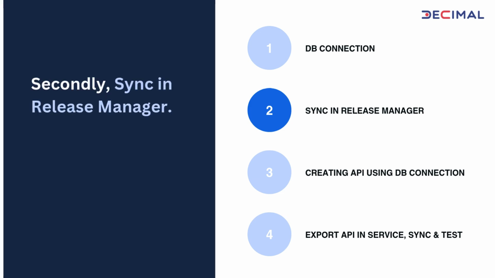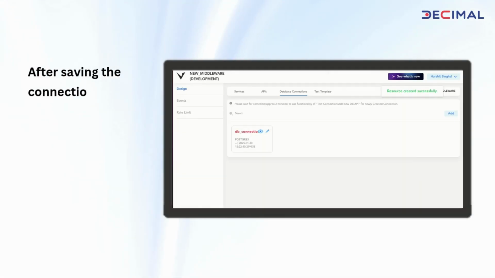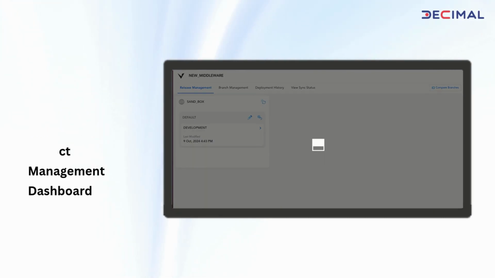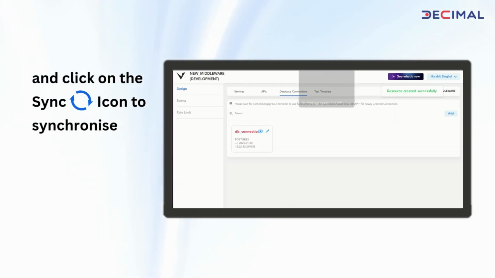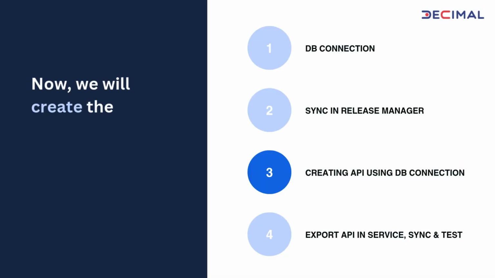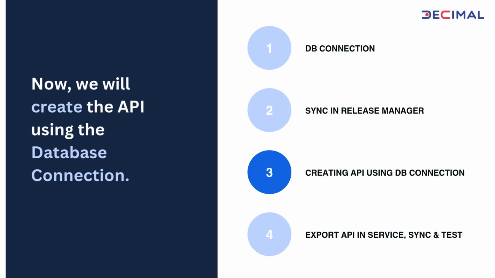Secondly, sync in Release Manager. After saving the connection, open the Release Manager from the Project Management dashboard. And click on the sync icon to synchronize the connection with the backend. Now, we will create the API using the DB connection.